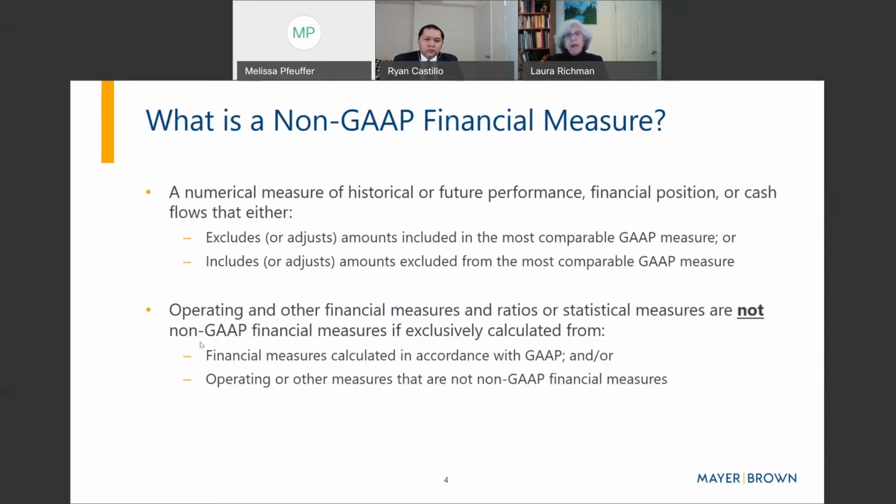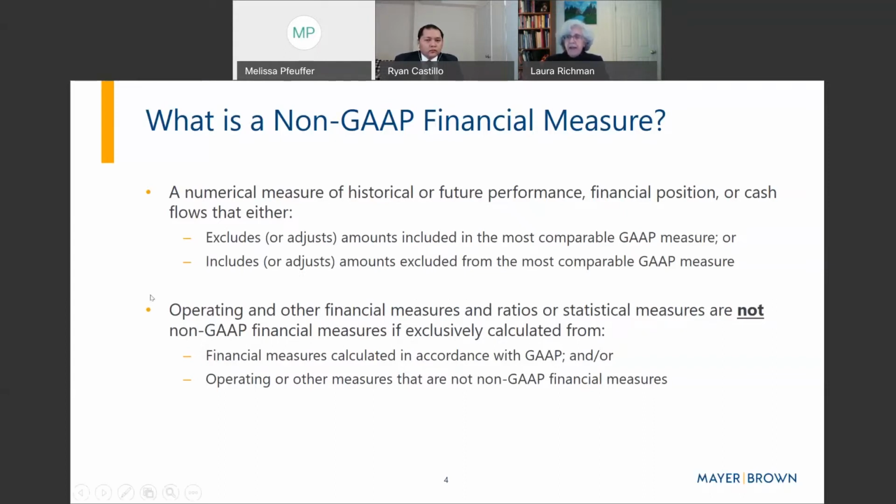So why use non-GAAP financial measures? Well, they can supplement financial statements and help companies tell their story. And they show management's view of core operations, for example, by eliminating non-recurrent charges that management believes are not indicative of ongoing performance.